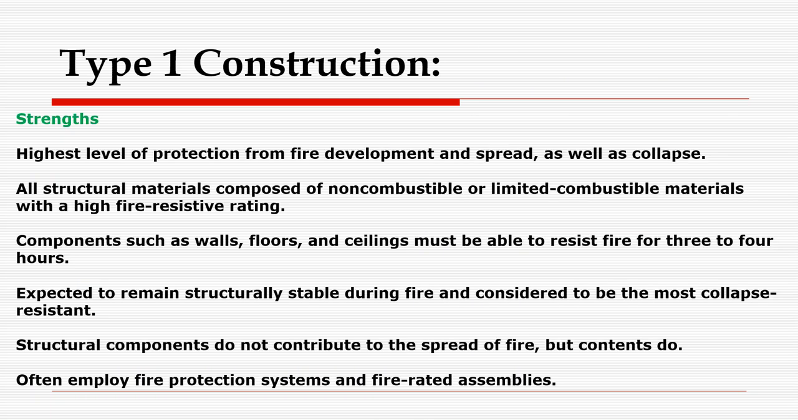Some strengths of type 1 construction: the highest level of protection from fire development, spread, as well as collapse. So it does give you less chance of collapse. All structural materials are composed of non-combustible or limited combustible materials with a high fire resistive rating. Again, it's not 100%, but it is a higher rating than most construction types. Components such as the walls, floors, and ceilings must be able to resist fire for 3 to 4 hours minimum. It's expected to remain structurally stable during fire and is considered to be the most collapse resistant.